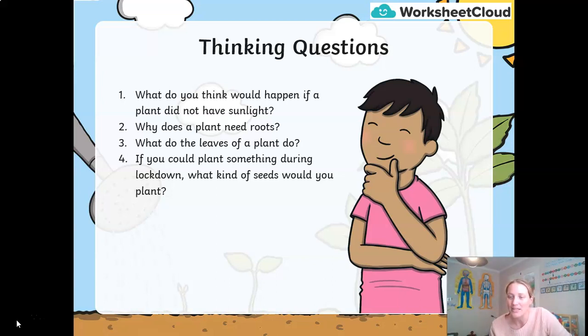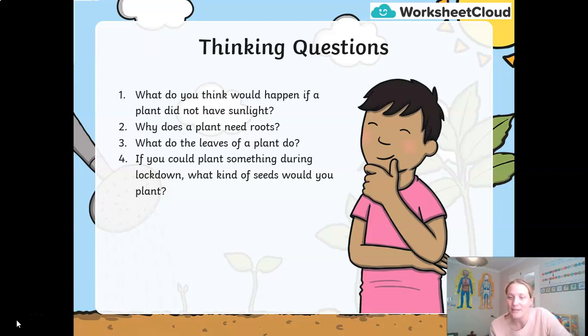Why does a plant need roots? Well, incredibly, it needs them for 2 reasons. Not just, as I'm sure you all said, to get water and nutrients from the soil, but don't forget that they also need roots to anchor them, to hold them in place should there be heavy wind, heavy rain, or anything to try and wash the plant away.